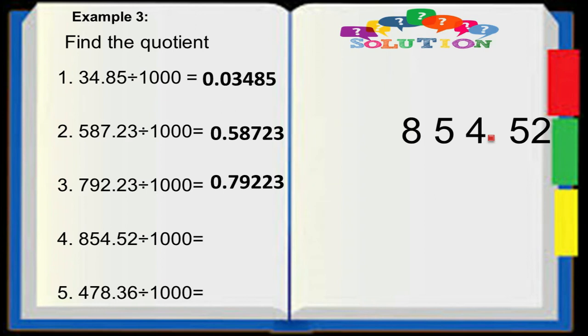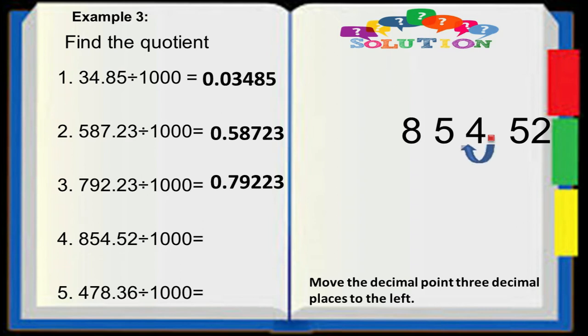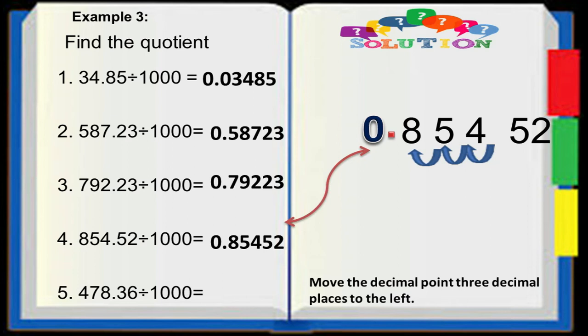For number 4, 854 and 52 hundredths divide by 1,000. Move the decimal point 3 places to the left, 1 and 2 and 3. Move the decimal point here, right 0. The answer is 85,452 hundredths.